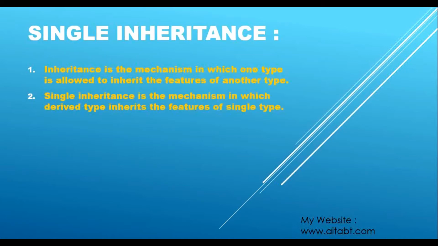Inheritance is the mechanism in which one type is allowed to inherit the features of another type. Single inheritance is the mechanism in which a derived type inherits the features of a single type. Now what does all this mean? Let's see it directly in action, and for that let's switch to Visual Studio.